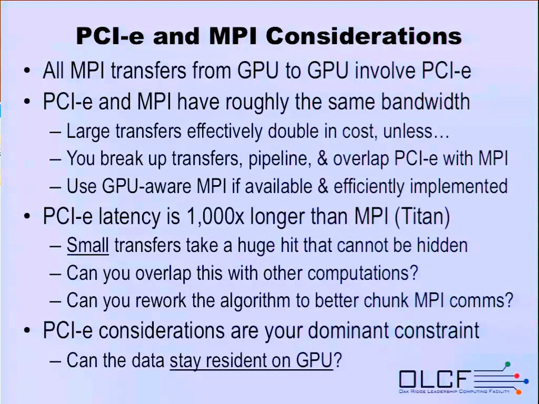But this is your dominant constraint when you're moving to GPUs from a non-GPU viewpoint. This is the first place you look. Can the data stay resident on the GPU the whole time? That would be wonderful. Of course, with MPI, it can't, but apart from MPI, you don't want to be doing mass dumps of your data back to main memory.